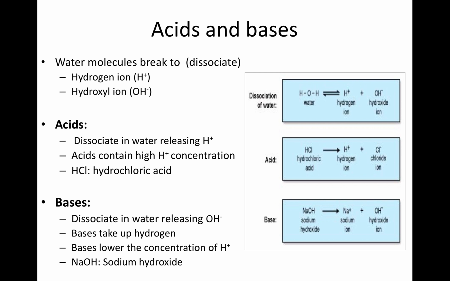Bases, on the other hand, when they dissociate or break down in water, they release hydroxyl ion, OH negative. Same as before, the more hydroxyl ions you have, the stronger that base becomes. Now, something good to know, bases also have low concentration of hydrogen ion because hydrogen ion is associated with acids and not bases. A really good example of a base would be NaOH, which is sodium hydroxide, and it's at the end of the scale when it comes to alkalinity or basicity.